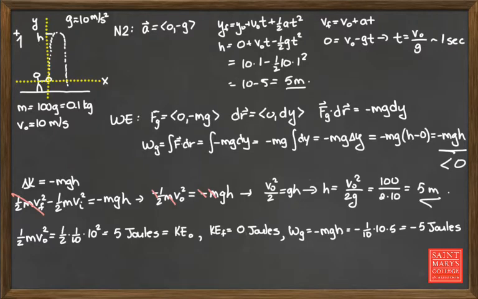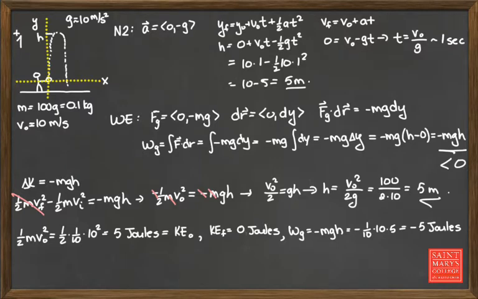Maybe this isn't too surprising. The ball had 5 joules worth of energy. It came to rest at its highest point, so that 5 joules of energy had to go somewhere. Where did it go? Gravity sucked it away by doing negative 5 joules of work on the object. So as a result, the final kinetic energy of the object is 0.